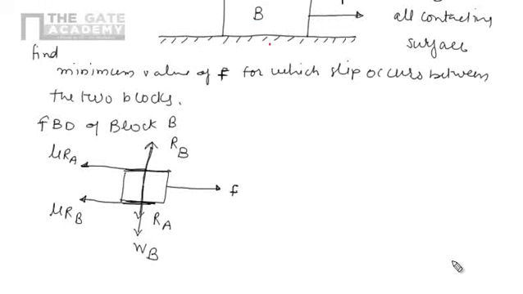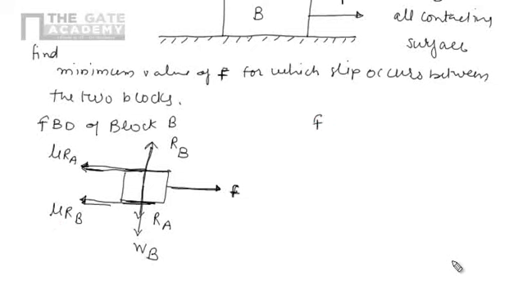This block is in contact with the table, so there will be a reaction that is called RB. A and B are in contact here, so there will be reaction RA, and this F is acting in that direction, so obviously the frictional force at the contacting surface will act in the opposite direction. Here we have reaction RA, so that is mu RA. Here we have the reaction RB, so we have mu RB. So this is the free body diagram for B.